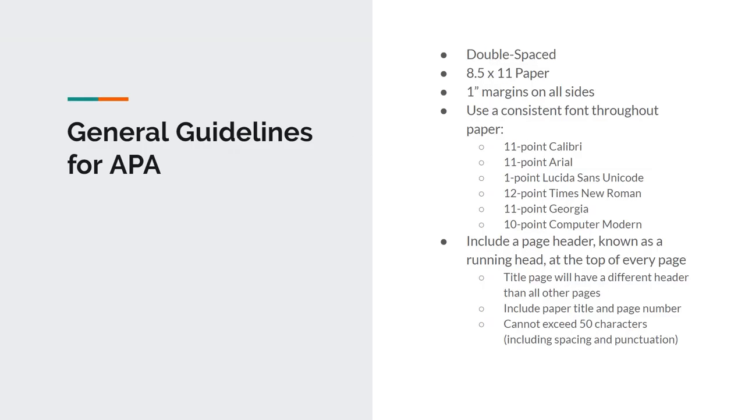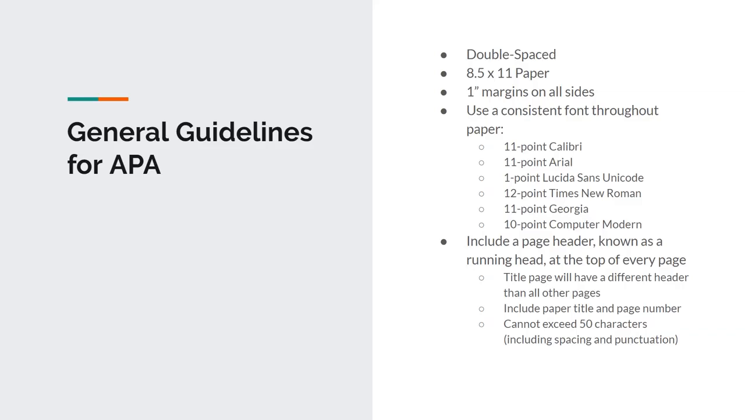These are the general guidelines for APA. Your paper must be double-spaced. It must be 8.5 by 11, which is the normal size of typical printer paper. You must have 1-inch margins on all sides. You have to use a consistent font throughout the paper.